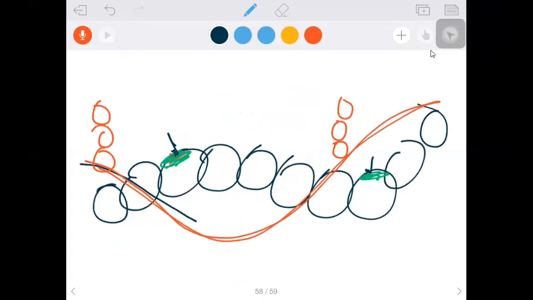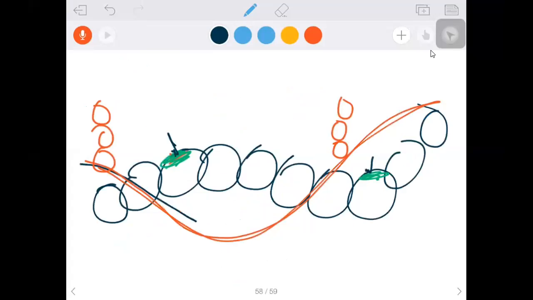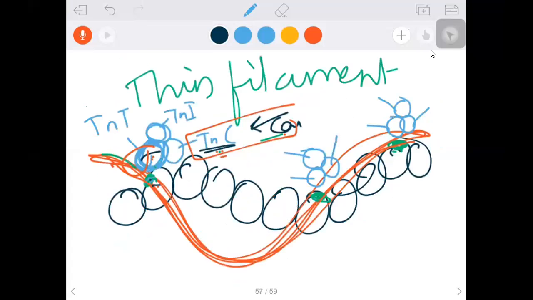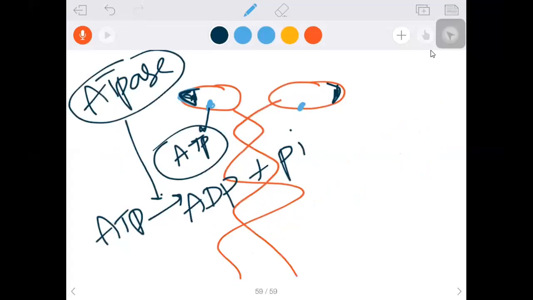Just see the difference. What is the requirement for the exposure of active sites? Calcium ions. When calcium ions come, the exposure of active sites happens. Now, what is the requirement on this side? ATPase enzyme. Who will bring the ATPase enzyme? Calcium ions will bring it. So calcium is the hero of muscle contraction, for both the thick filament side and the thin filament side.